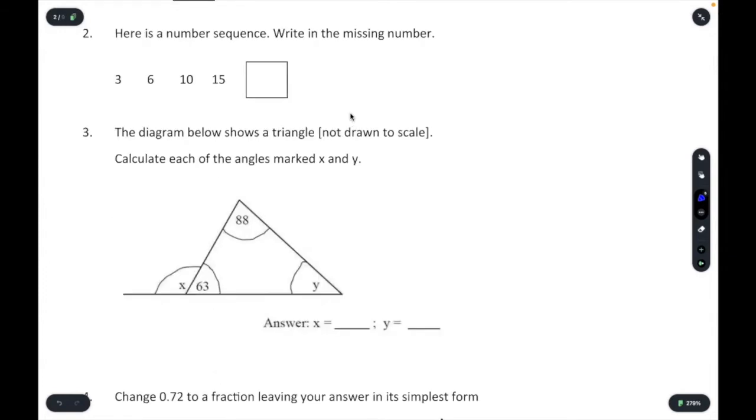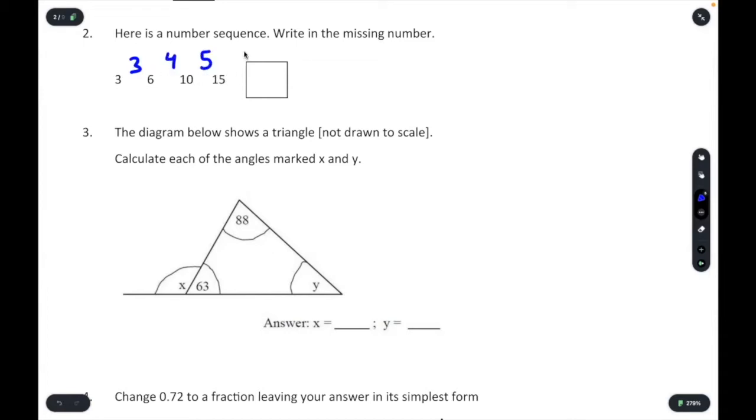Question 2, here is a number sequence, write in the missing number. Well, firstly, we want to see, is this sequence increasing or decreasing? Well, this sequence looks like it's increasing because it's going 3, 6, 10, 15. The numbers are going up. And if we look at the difference between each number, between 3 and 6, there's a difference of 3. Between 6 and 10, there's a difference of 4. Between 10 and 15, there's a difference of 5.